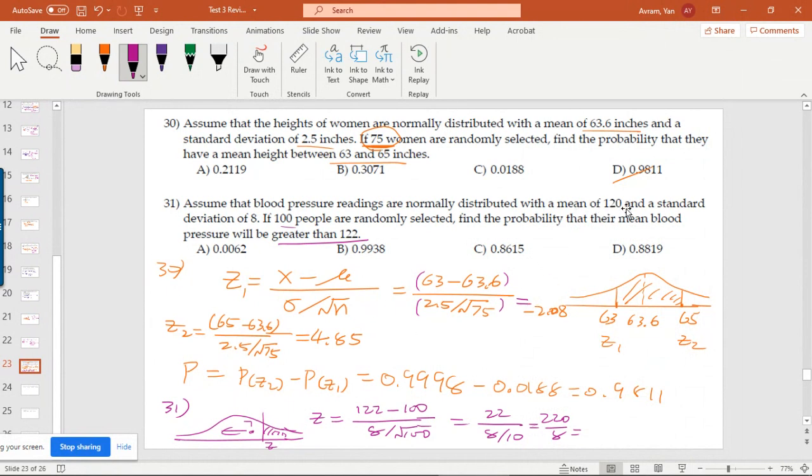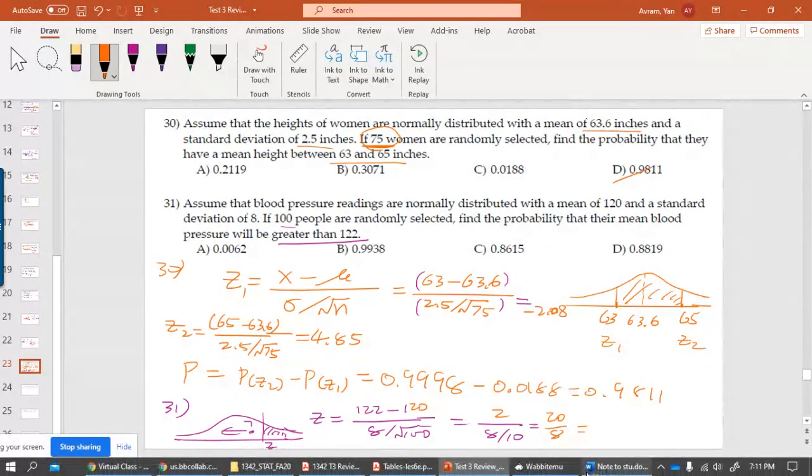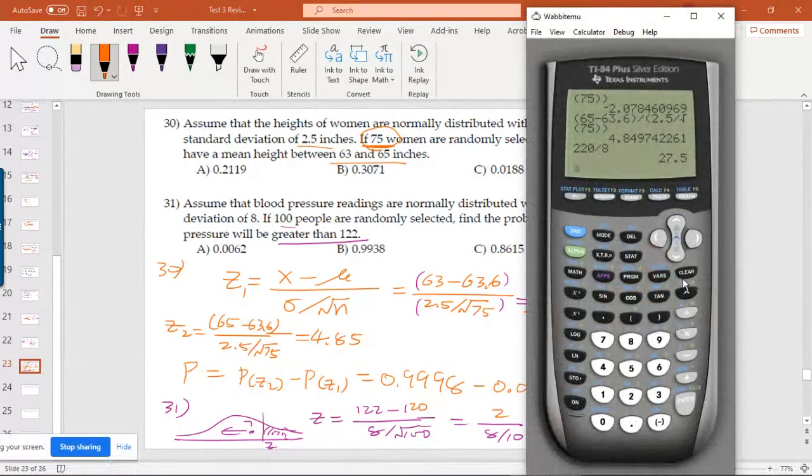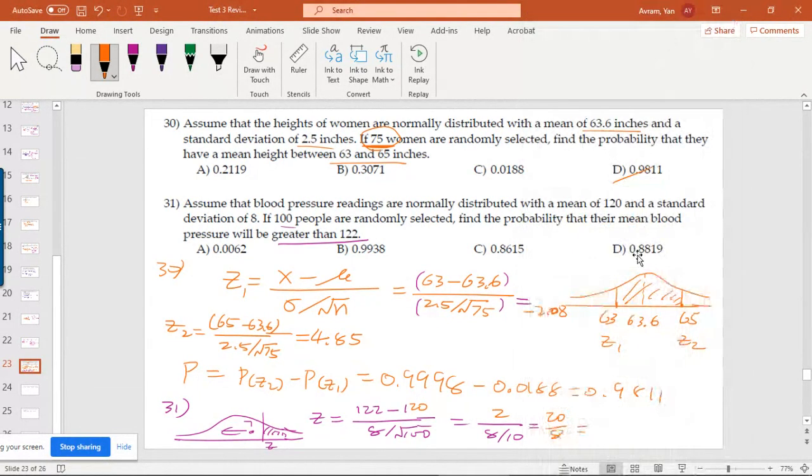All right, I got the mean incorrect. The mean here is 120. Remember, the mean here is 120, not 100. I got this one wrong. All right, so that's 120. So that's 20 over 8. Okay, so that's 2.50.